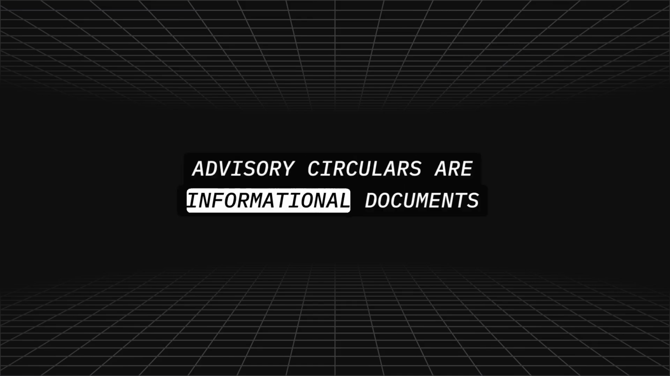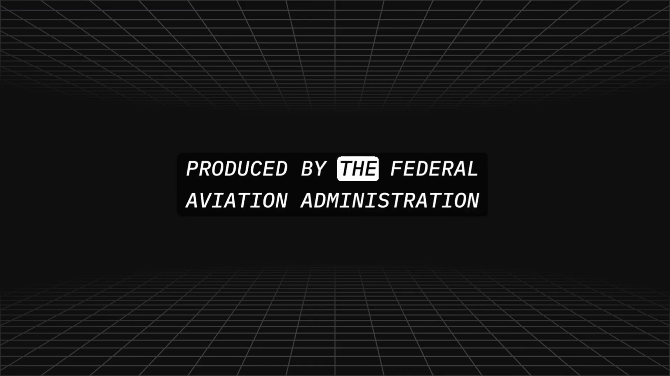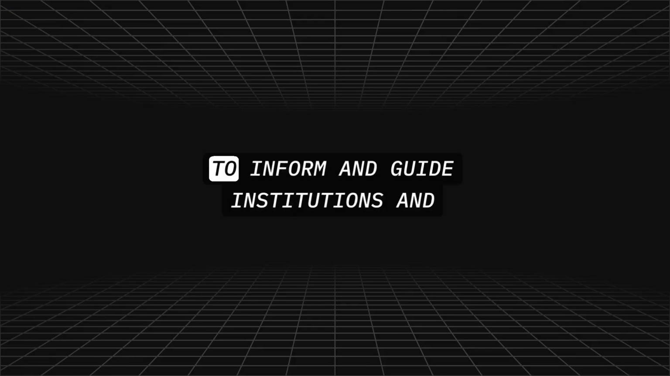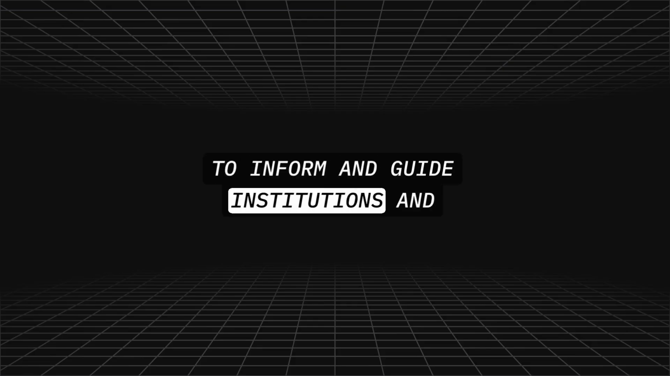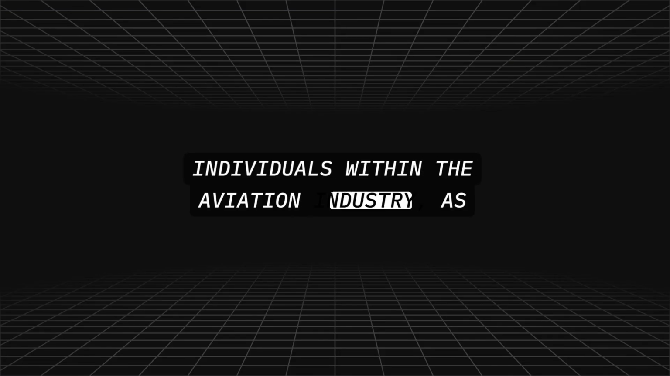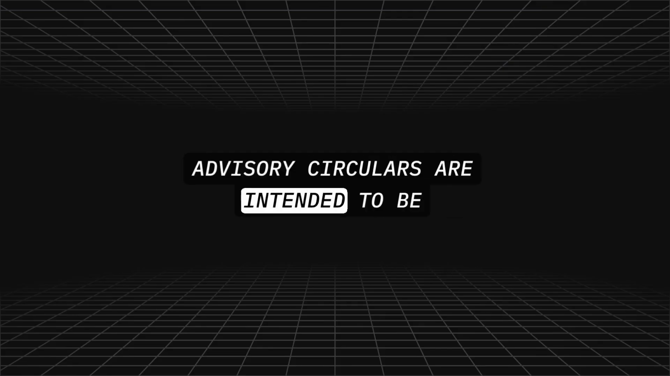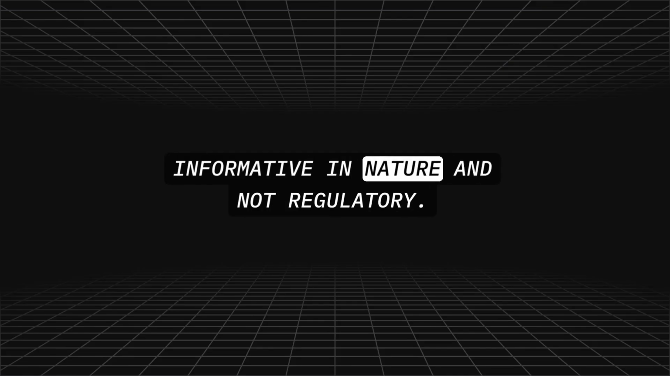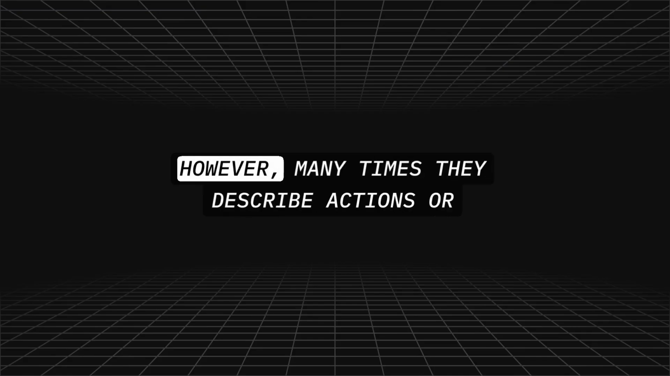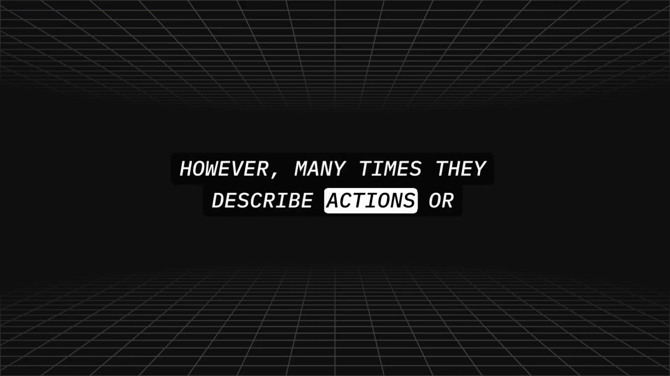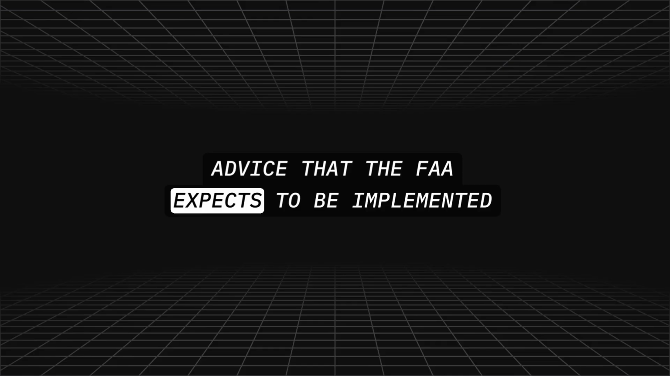Advisory circulars are informational documents produced by the Federal Aviation Administration to inform and guide institutions and individuals within the aviation industry, as well as the general public. Advisory circulars are intended to be informative in nature and not regulatory. However, many times they describe actions or advice that the FAA expects to be implemented or followed.